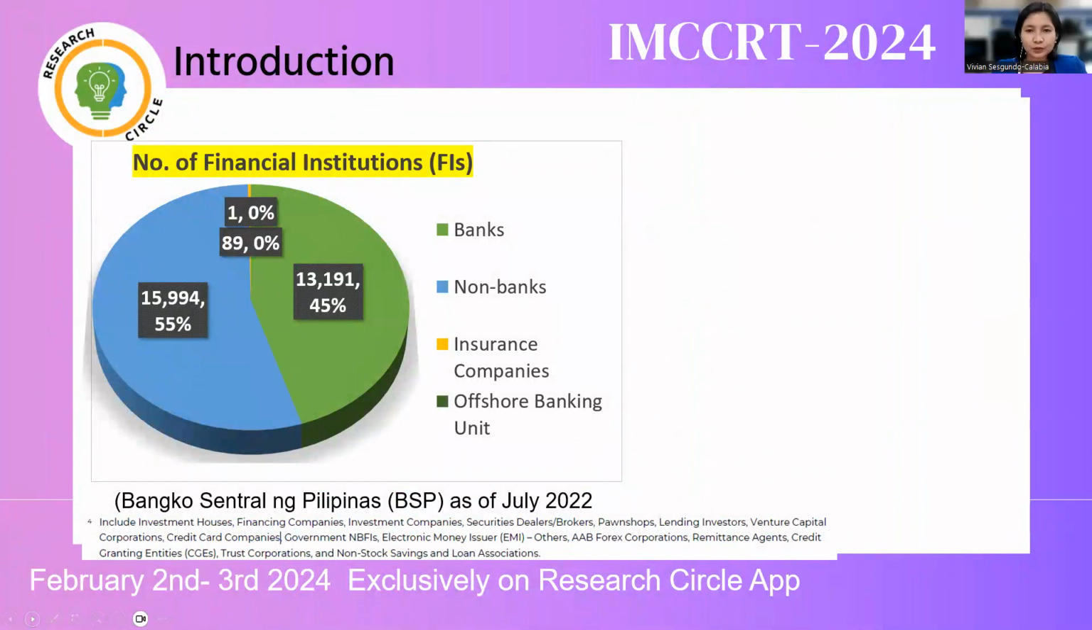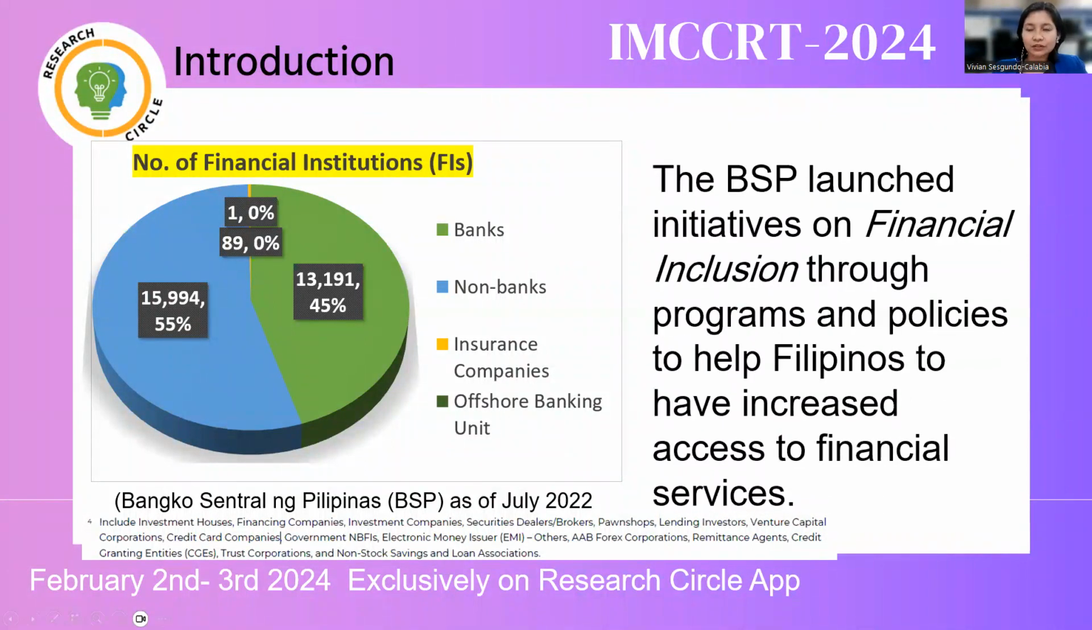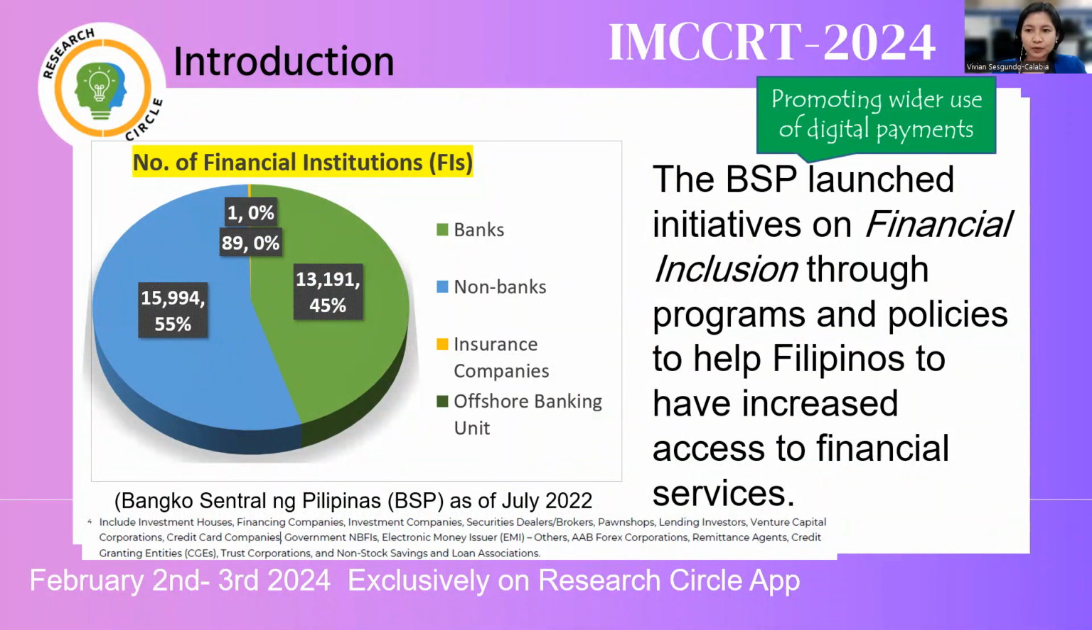As of July 2022, the BSP recorded 29,275 financial institutions in the Philippines. It's composed of 55% non-banks, 45% banks, 89 units, insurance companies, and one offshore banking unit. The BSP launched initiatives on financial inclusion through programs and policies to help Filipinos have increased access to financial services. They promote wider use of digital payments.